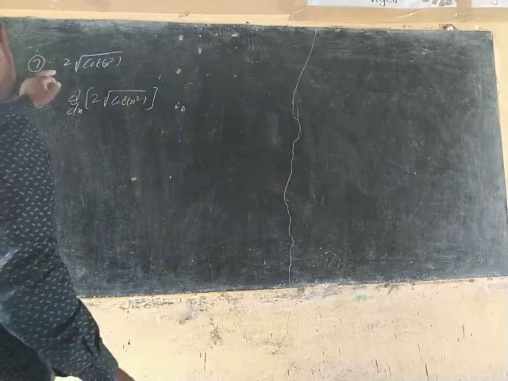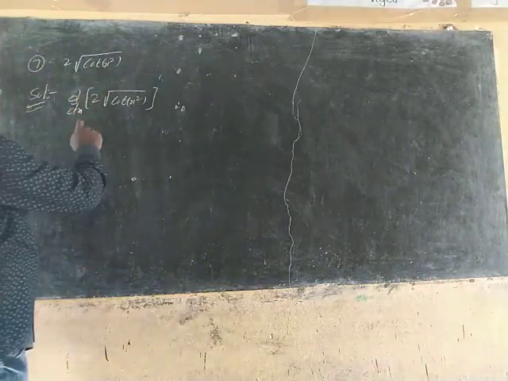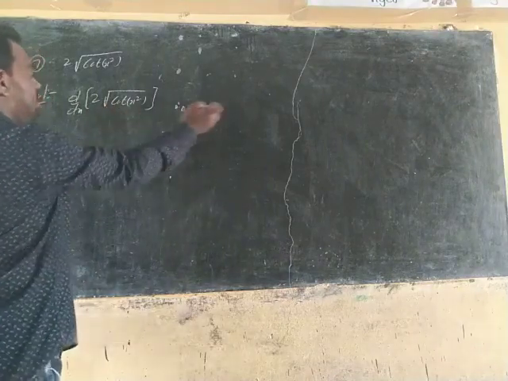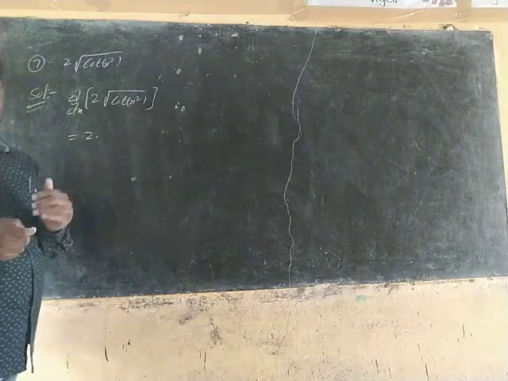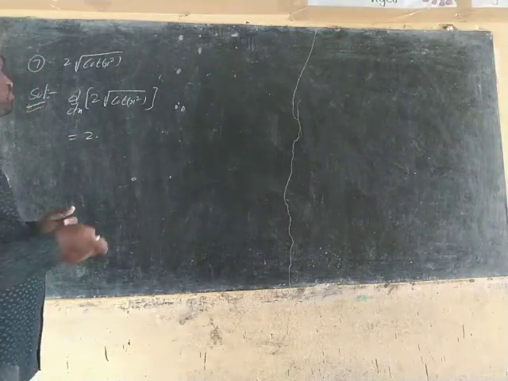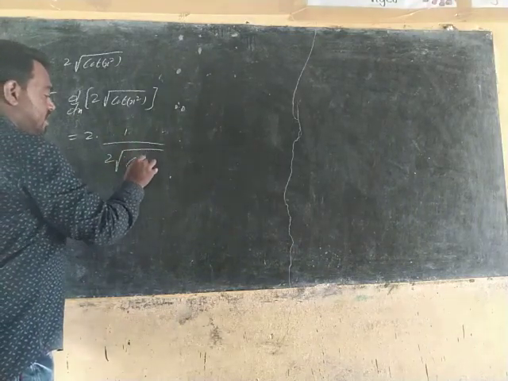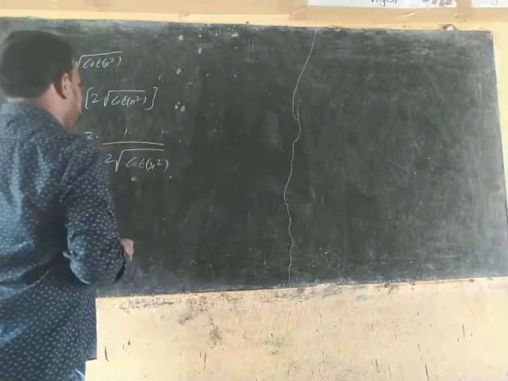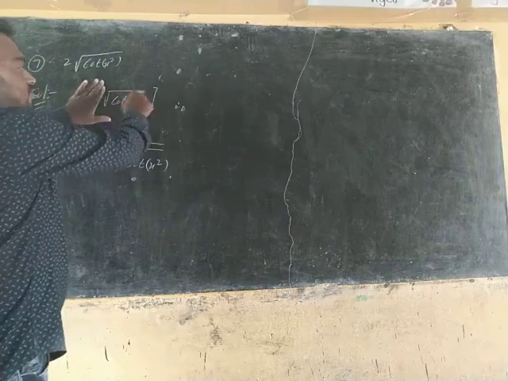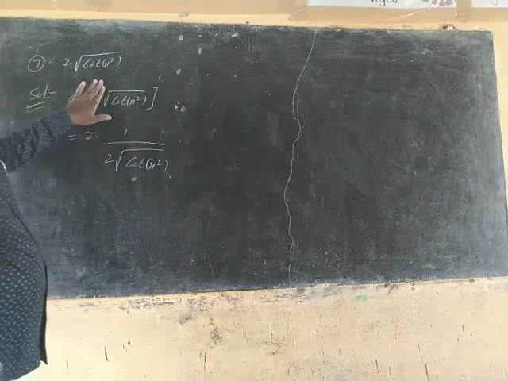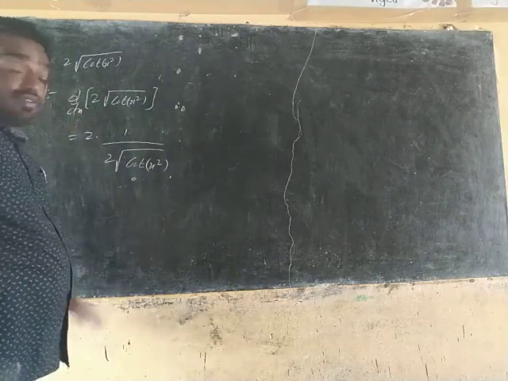Next, 7th one, 2 into square root of cot x square. So derivative of 2 into square root of cot x square. So 2 is constant. It is in the form of root x. Root x derivative, what? 1 by 2 root x. So 1 by 2 root of cot x square. Understood? So 2 constant, we leave it that one. This is in the form of square root of x.